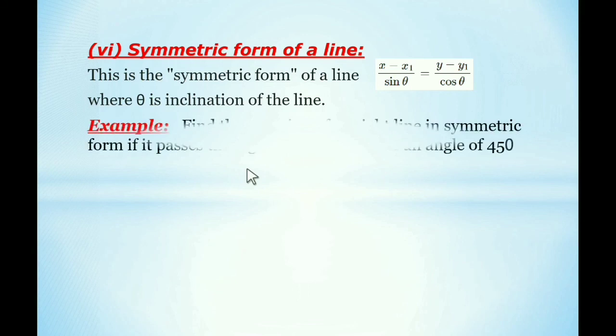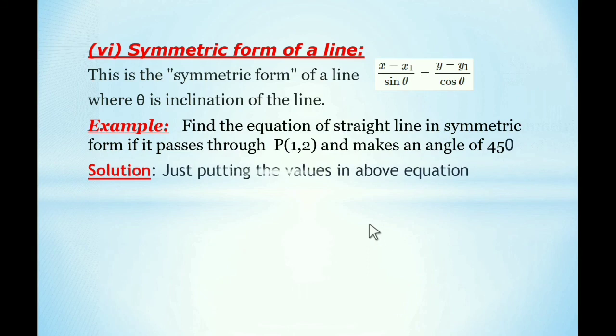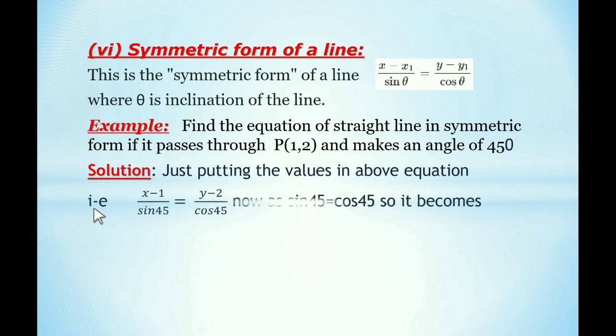Remember this. Find the equation of the straight line in symmetric form if it passes through P(1, 2) and makes an angle of 45 degrees. What will be the equation? Look at this. Just put the values in the above equation to obtain the result. x minus 1, since x1 is 1, y1 is 2 and the angle is 45.